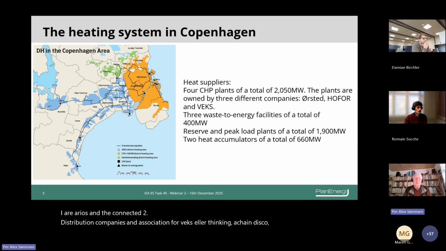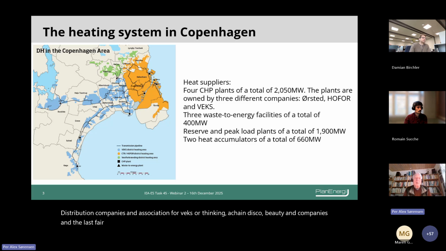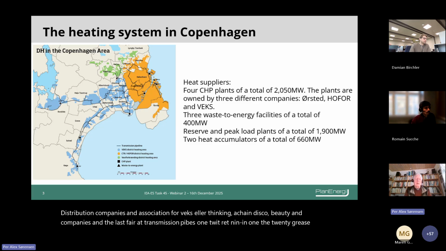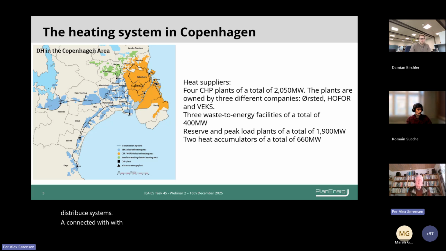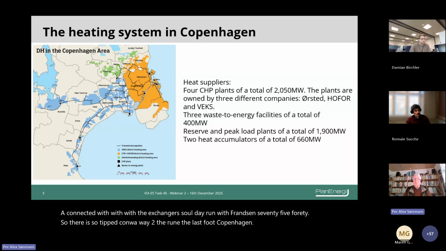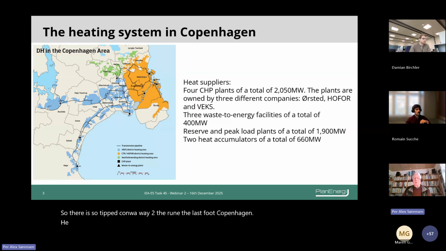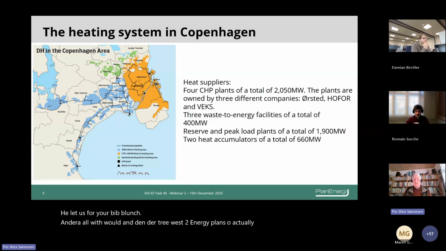And the system is that the transmission pipes run with between 19 and 120 degrees, and distribution systems are connected with heat exchangers, so they run with, for instance, 75-40. So that's a typical way to run the system in Copenhagen. And there are 4 CSP plants, and they are all with wood, and then there are 3 waste-to-energy plants. So actually there are only fossil fuels in the system for peak loads.